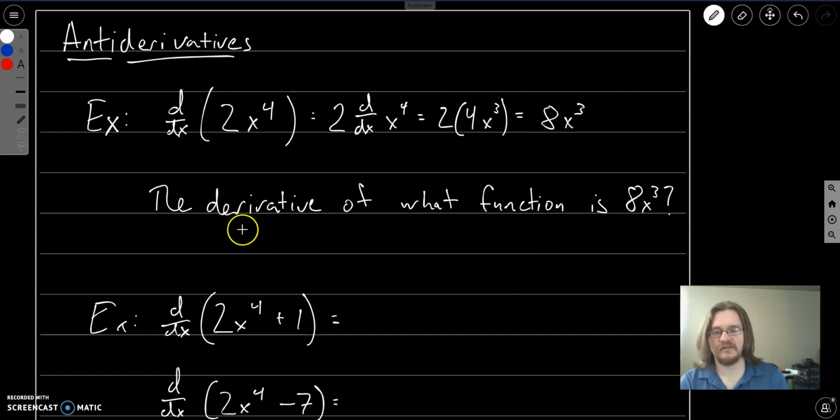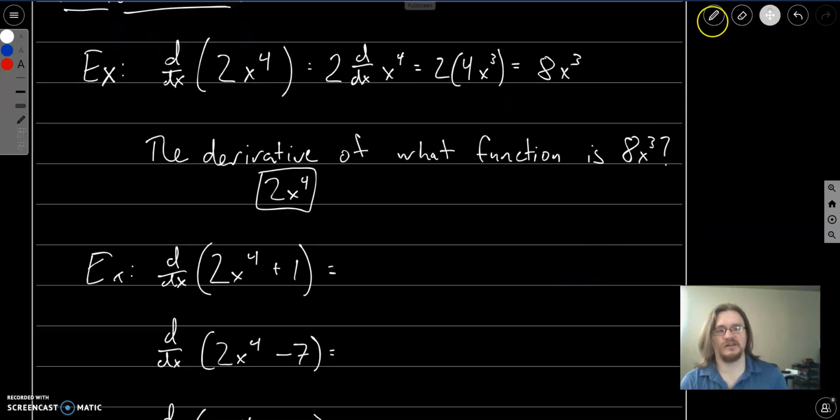So then here I've asked the derivative of what function is 8x cubed. Well, I just took the derivative of this function. So the derivative of 2x to the fourth is 8x cubed. So that might be at least an answer to this. But let me show you that this isn't quite the whole story. If I take the derivative of 2x to the fourth plus 1, what happens? Well, if I have the derivative of a sum of functions, I can take the derivative of both of them individually.